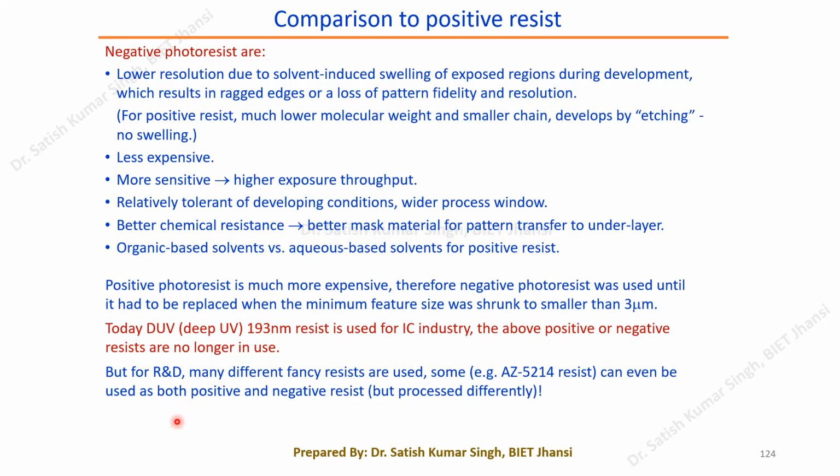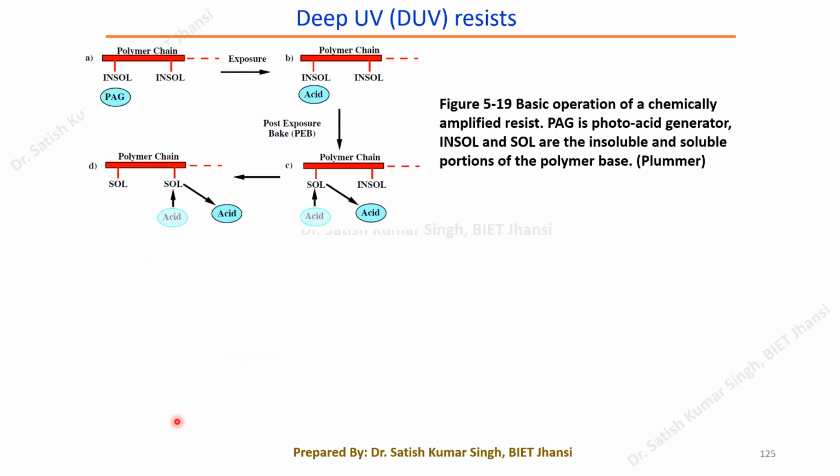Now try to understand what this deep ultraviolet resist is. In the case of DUV, there is a certain problem with the I-line or G-line photoresist because of the exposure wavelength, as we know that the exposure wavelengths we have chosen are 365 nanometers and 405 nanometers.